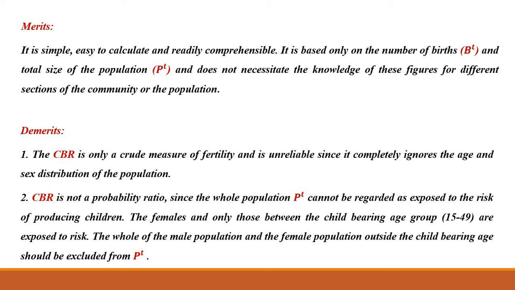The CBR is only a crude measure of fertility and is unreliable since it completely ignores the age and sex distribution of the population. Crude birth rate is not a probability ratio since the whole population PT cannot be regarded as exposed to the risks of producing children. Only the females between the childbearing age group 15 to 49 years are exposed to risks. The whole of the male population and the female population outside the childbearing age group should be excluded from PT.